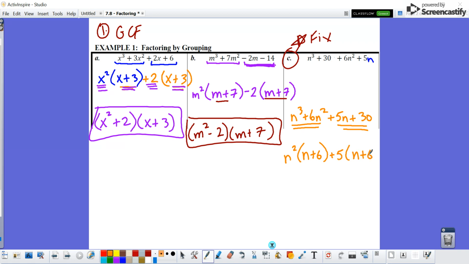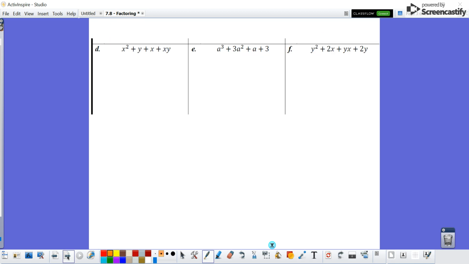And I'm left with an n plus 6. So my final answer would be n squared plus 5 times n plus 6. Final answer. Okay, same things occur here. In this next D, E, and F, what you're going to have to do is rearrange, though.